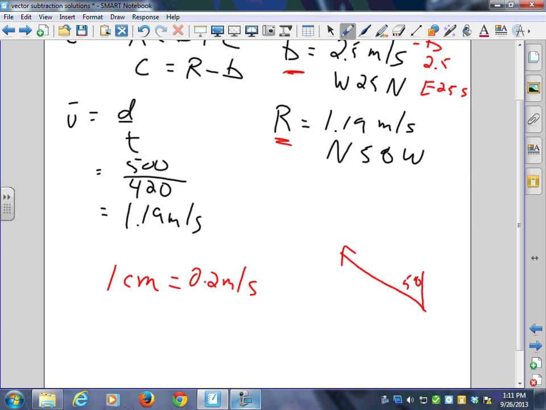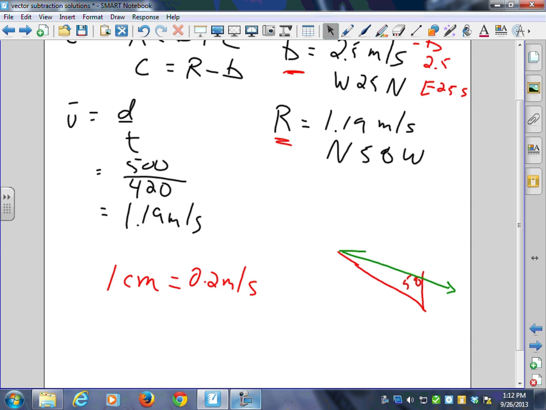Okay, so east from there. East, let me get rid of this arrowhead here so we can see the end of the vector a little bit better. East 25 south, and that's 2.5. So it's actually going to be something like that. Quite a bit past, I think, if I'm not mistaken.